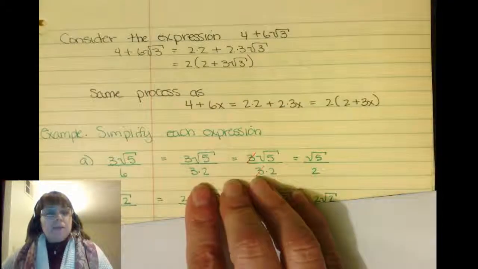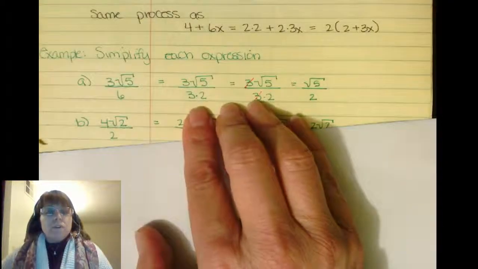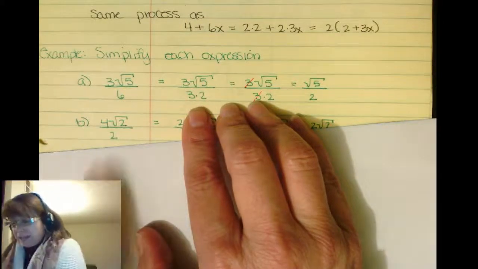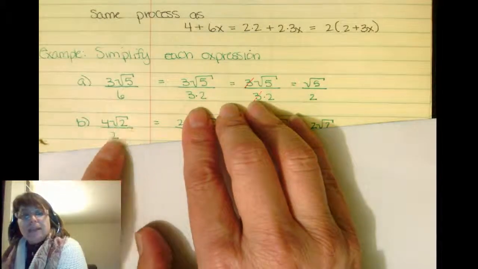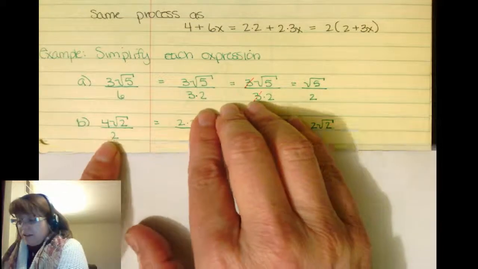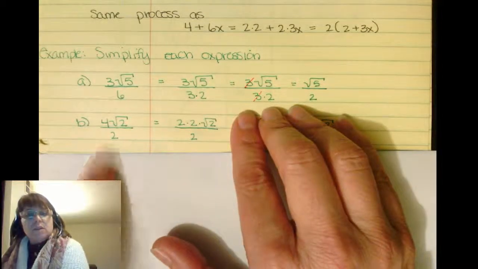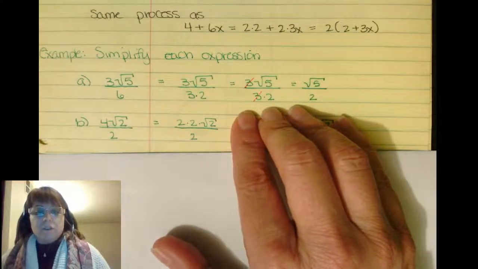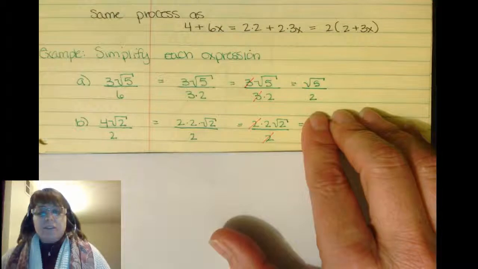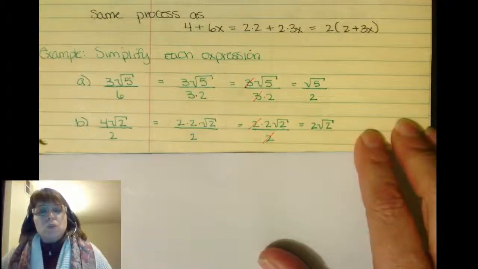Now let's think about 4 square roots of 2 over 2. Now no, I can't cancel the 2 in the radicand, but I can do something with the whole numbers on the outside. 4 is 2 times 2, square roots of 2 all over 2. I can cancel the 2's out, reduce it by 2, leaving me 2 square roots of 2.